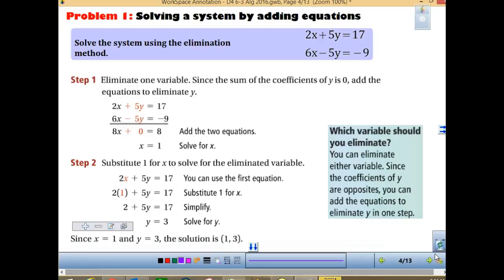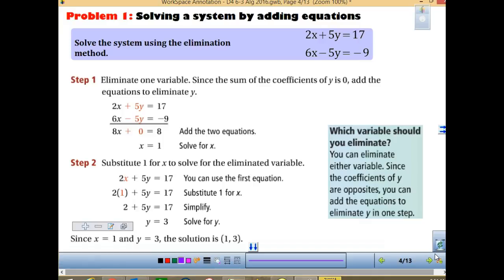All right, so look at this system up above here, top of the next page. 2x plus 5y equals 17, 6x minus 5y equals -9. Wouldn't this be so ugly to do substitution? If you had to solve for either x or y, you would have tons of fractions, and many of you would make mistakes. So they have this other method.